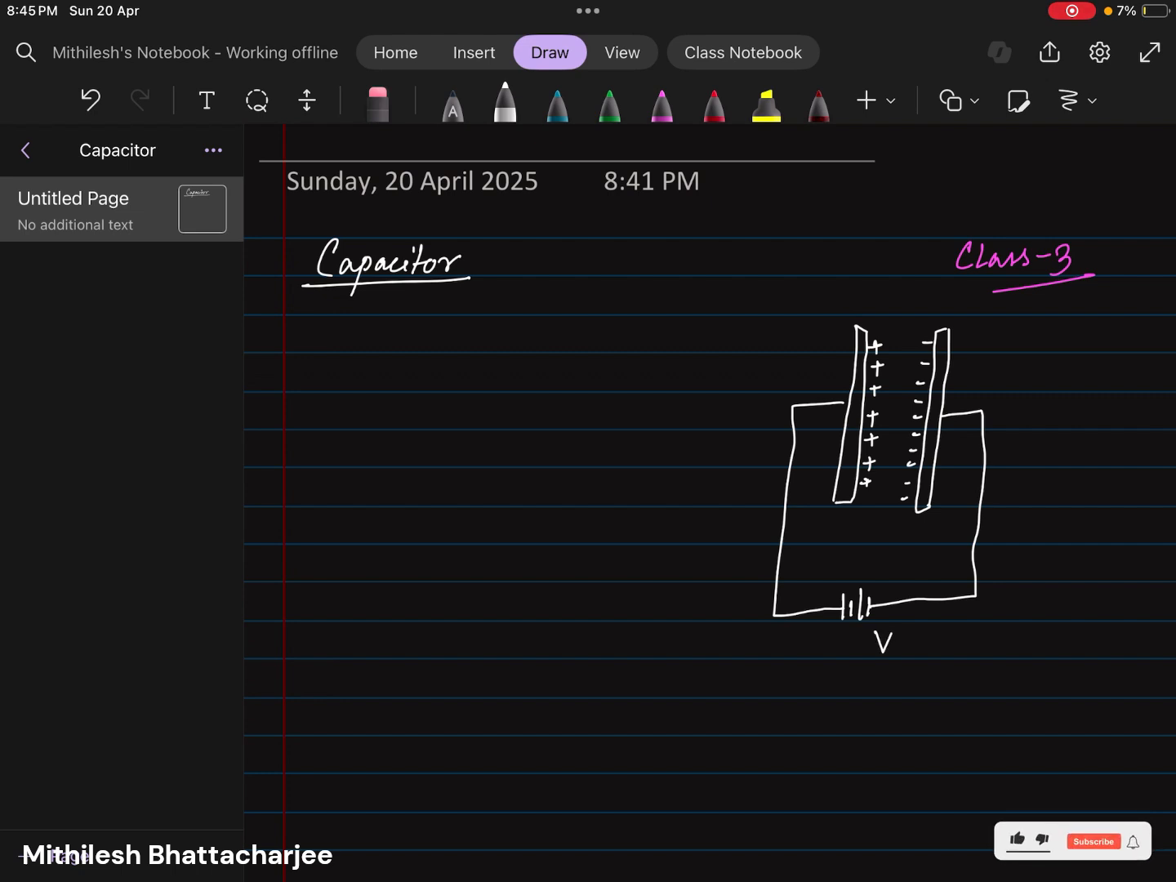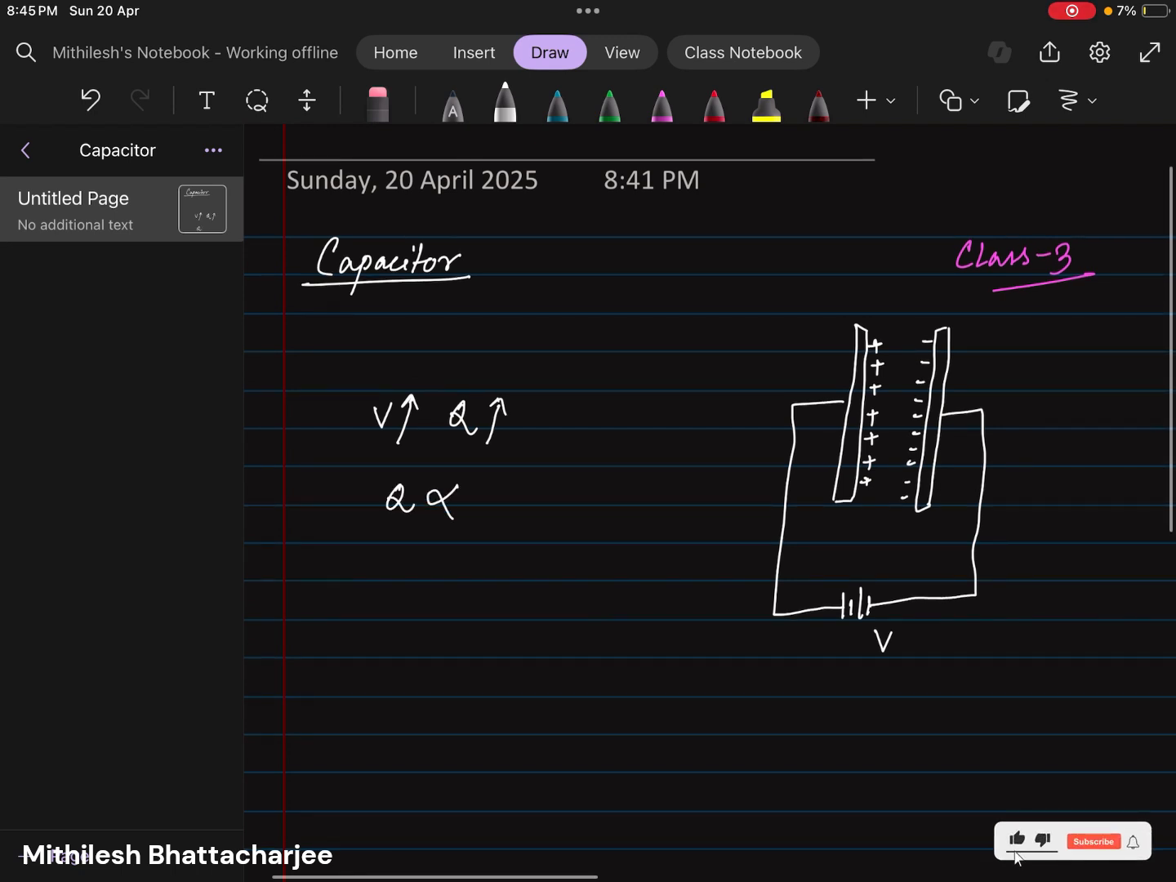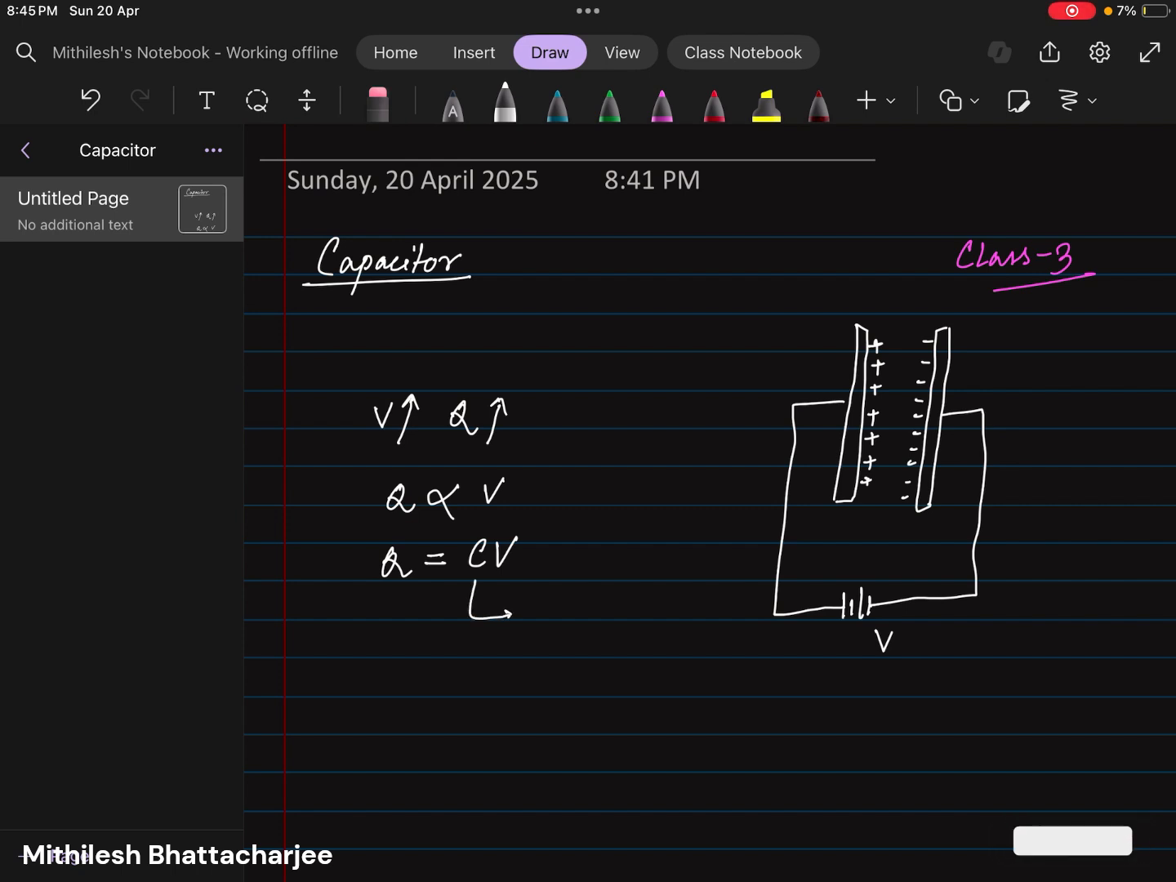So this is the voltage V. Now if we increase the voltage, then the charge Q will also increase. So we can write Q is proportional to V. If we put the equal sign and remove the proportional sign, Q is equal to C into V. C is the proportionality constant, and C is known as the capacitance.